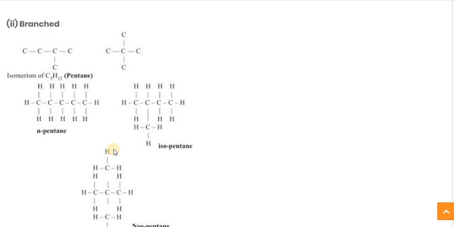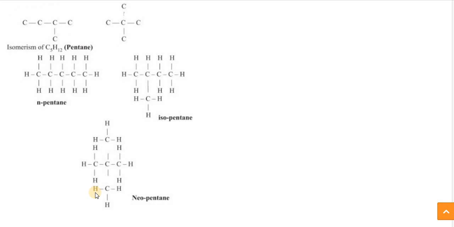In pentane, the 5 carbon atoms are there, and the number of carbon atoms is 5 in each of them. In all of these structures the number of carbon atoms is the same, 5 only, but the structure is different in these three. So they are called the isomers of pentane. The formula is the same, but the structure is different. So it is called an isomer.